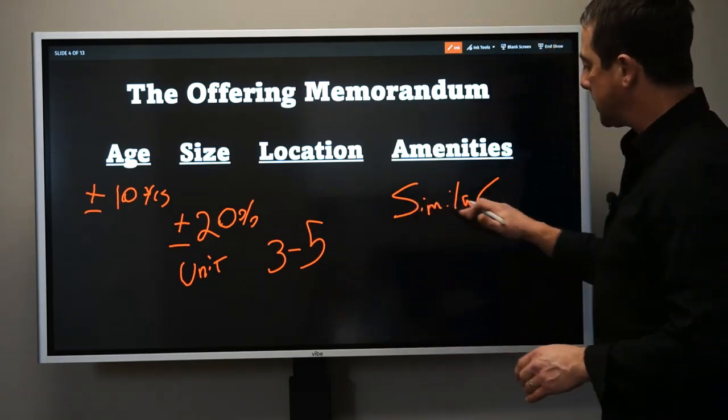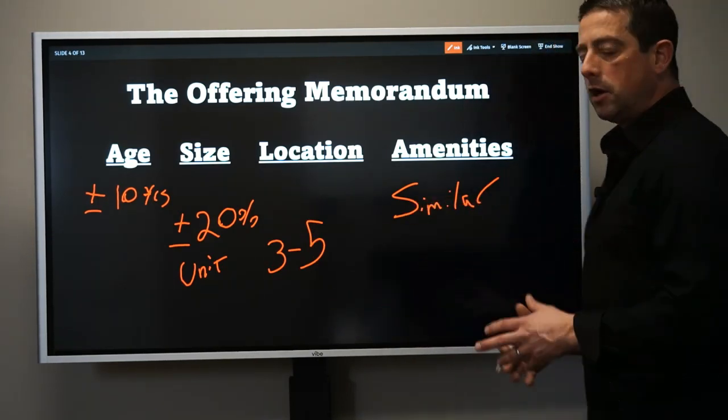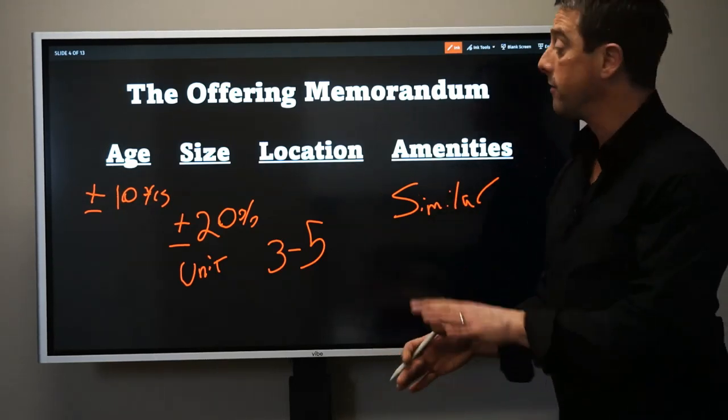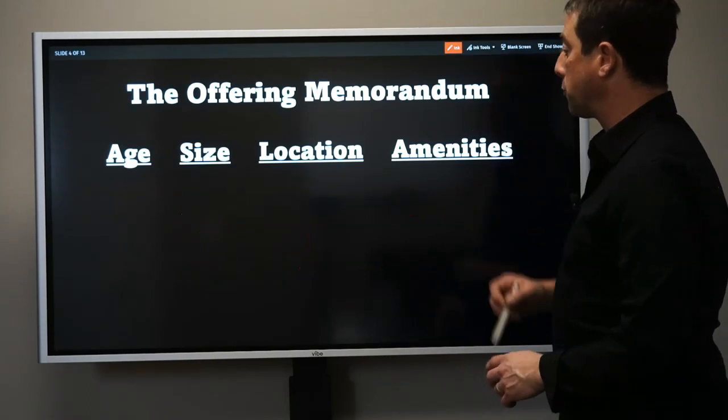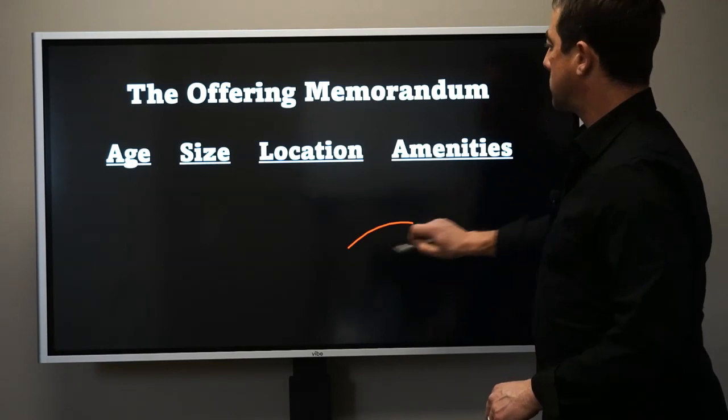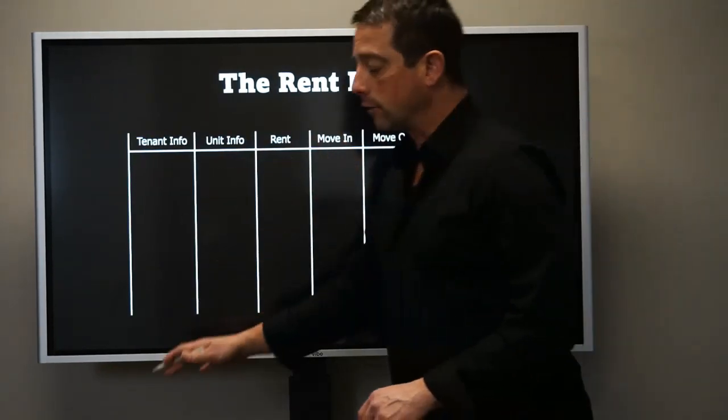So again, it's just like kind or similar. You just have to pay attention to that and see what amenities you have and what your competition has. If you pay attention to all that, you should be pretty good. So age, size, location, amenities, those are the biggies. All right, so now let's talk about the rent roll.